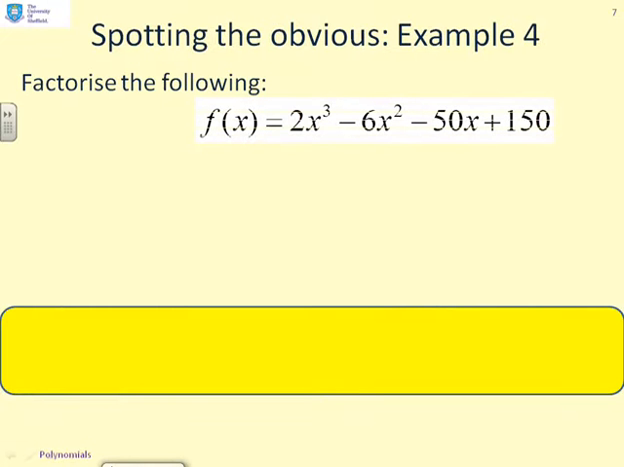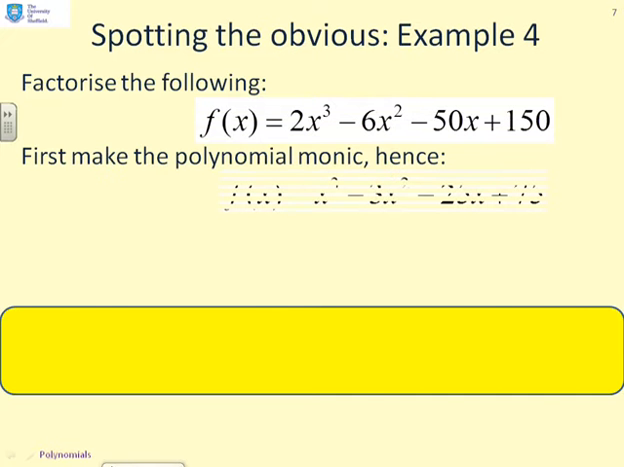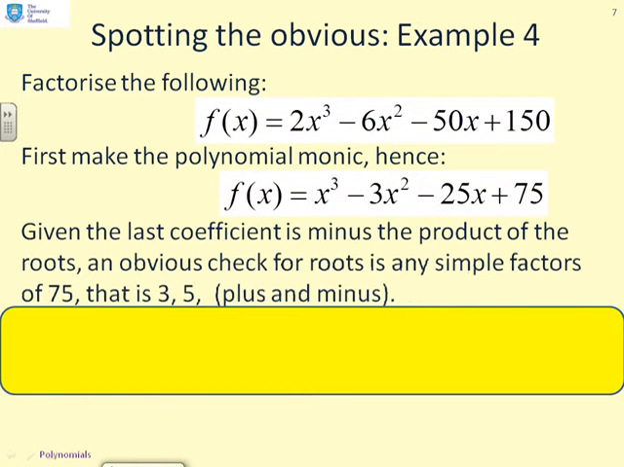Right, one final example. And this one looks a bit more tricky. Factorise the following. F of x equals 2x cubed minus 6x squared minus 50x plus 150. And you might look at that and you think, oh golly, I'm not sure. The first thing I'm going to do is make it monic, because if we make things monic, it makes life easier. So there we go. A monic one is x cubed minus 3x squared minus 25x plus 75.